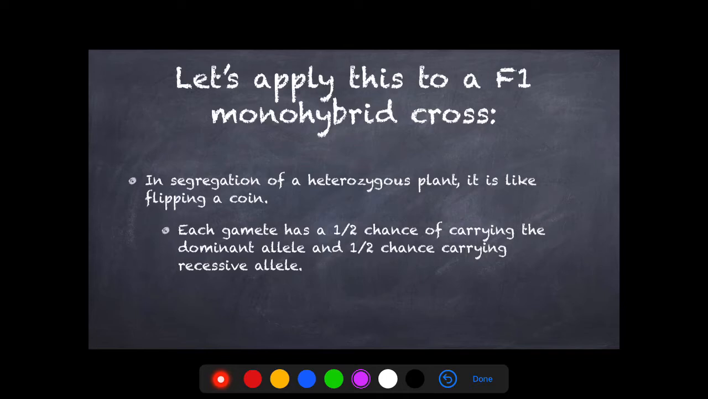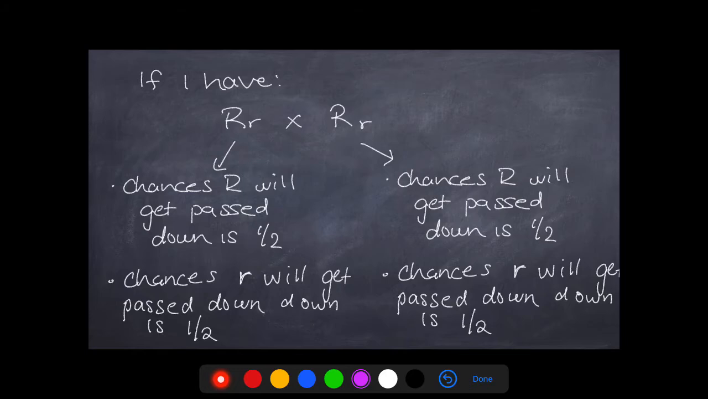So when we talk about segregation of heterozygous plants, it's pretty much like flipping a coin. Each gamete is going to have half a chance of carrying the dominant allele and half a chance of carrying a recessive allele. Remember, a heterozygous plant is, for example, capital P, little p, heterozygous for purple. The big P has a 50-50% chance of going into a gamete, and the little p has a 50-50% chance of going into either gamete.